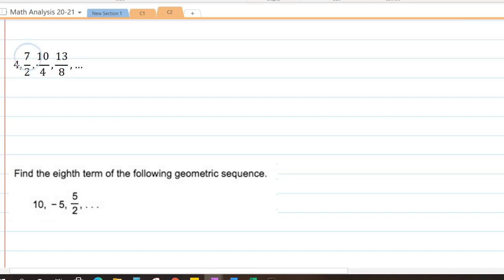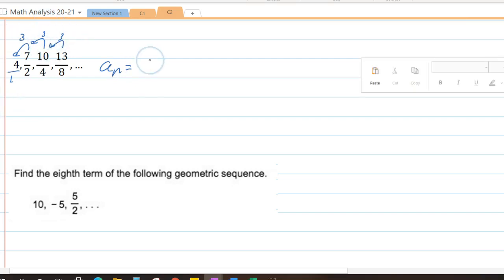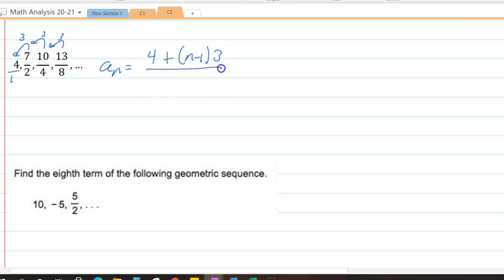Moving on. Here, they gave me all fractions except for the first one. It's a whole number. Well, aren't all whole numbers actually fractions over an invisible 1? Now I do the same thing I've been doing. 7 minus 4 is 3, 3, 3. I have a common difference of 3. A sub n is equal to, if it's a common difference, then it's an arithmetic sequence. Our first term was 4 plus n minus 1 times our common difference of 3, over.